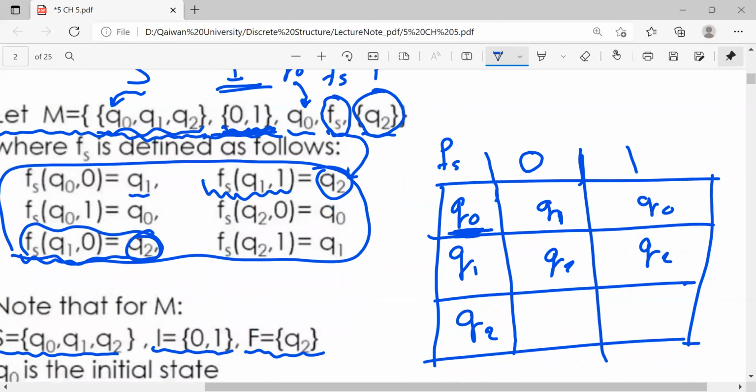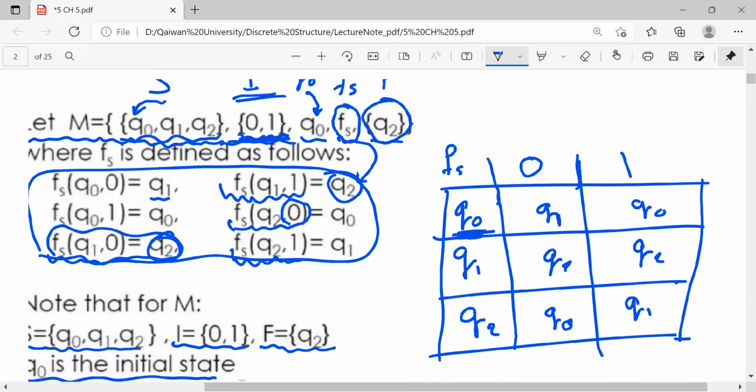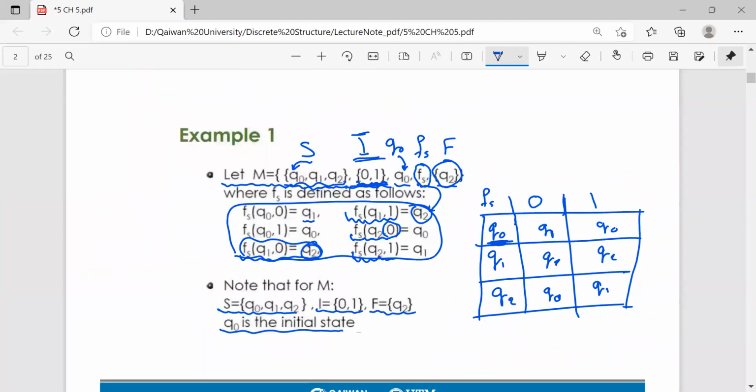Okay, now for Q2, Fs for Q2 and zero equals Q0. And Fs for Q2 and one equals Q1. This is the transition table. This is how to create the transition table from the defined function.